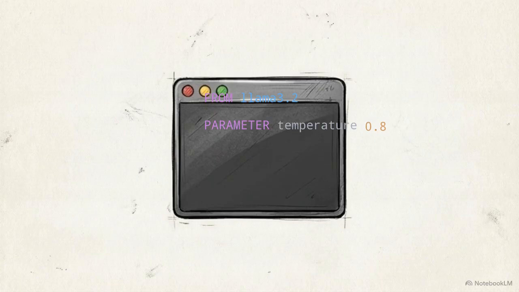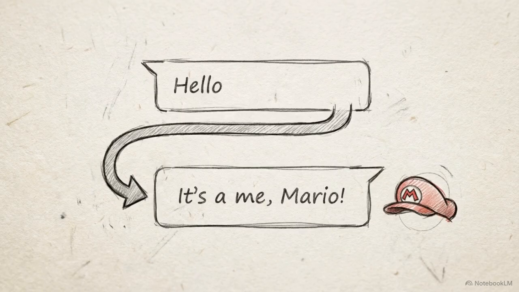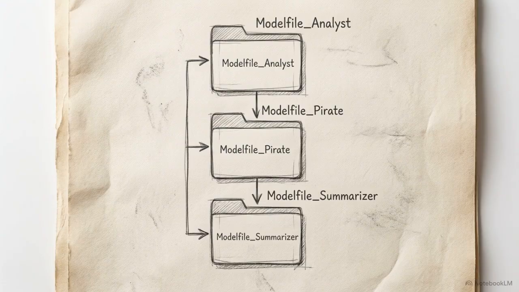The SYSTEM instruction defines core logic, letting you set specific rules or a character persona for every chat. After saving your file, run ollama create, followed by a name for your new persona. You can then launch it with the run command to verify it adopts the rules you defined. The Modelfile establishes the operational baseline for the model, ensuring it serves a specific functional role for your application.